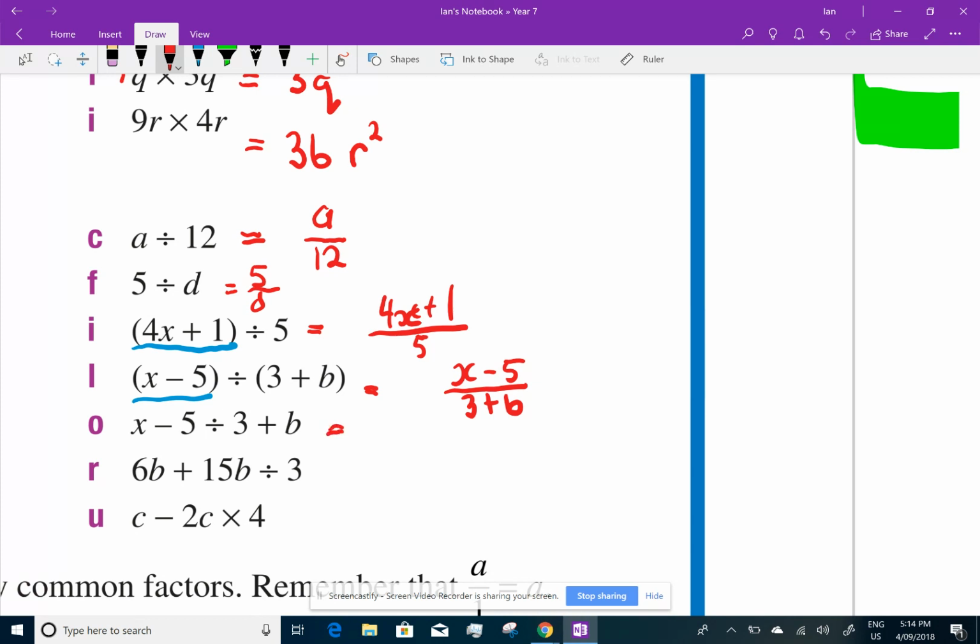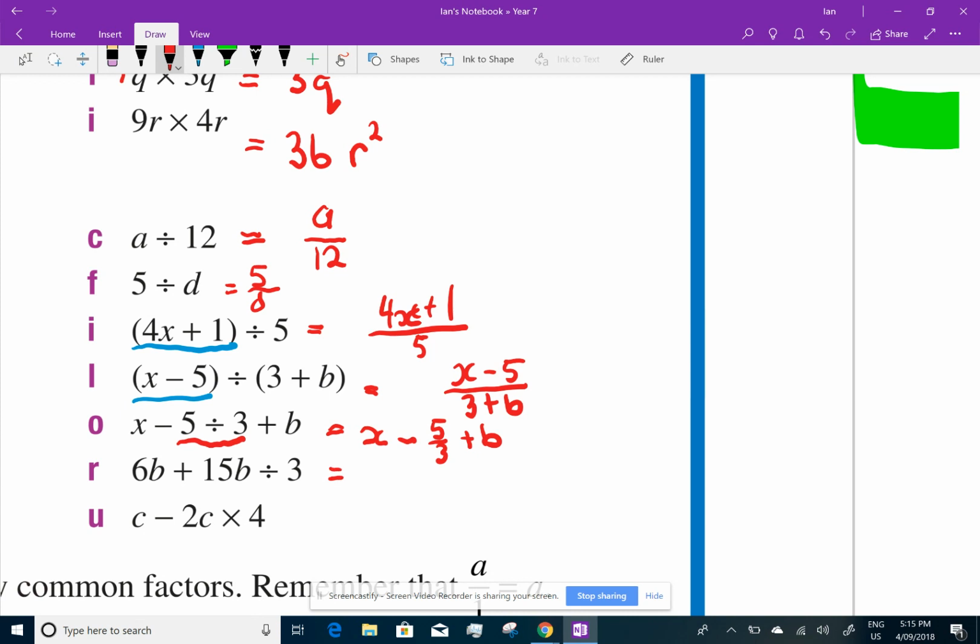This is hard. The only thing being divided here is the 5 and the 3. The x isn't being divided at all. So I'm going to write x minus the 5 goes on top of the 3 plus the b. There's no parentheses there. So be careful with that one.